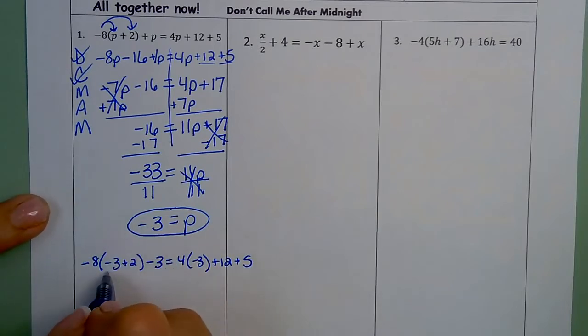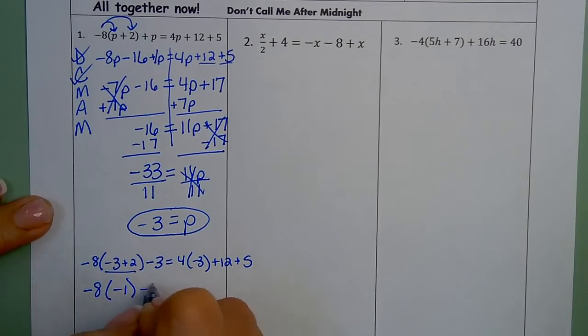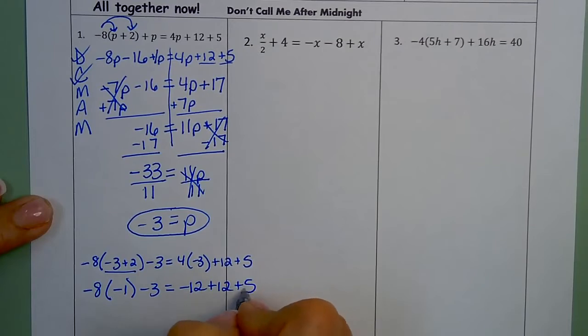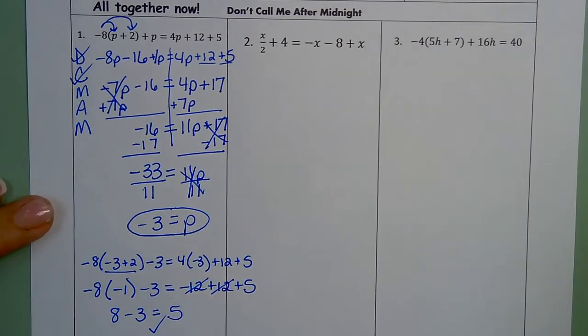Okay, so let's take a look. We have to do this first. And -3 plus 2 is -1. See, 4 times -3 is -12. Okay, -8 times -1 is 8. -12 plus 12 cancels, and I have 5. And 8 minus 3 is 5. So it checks.